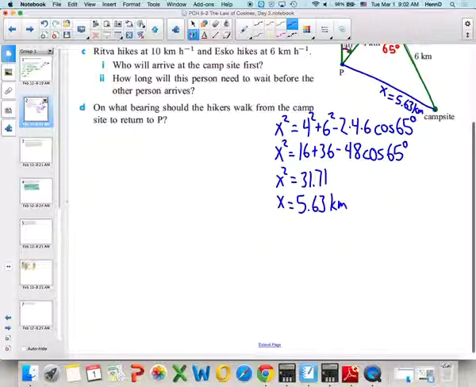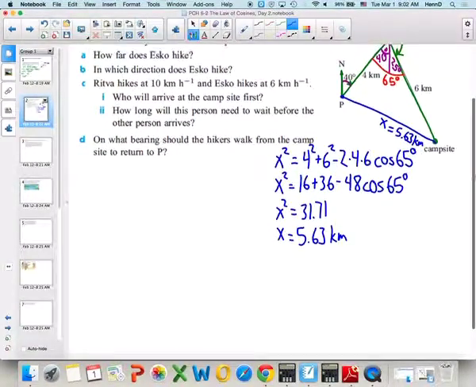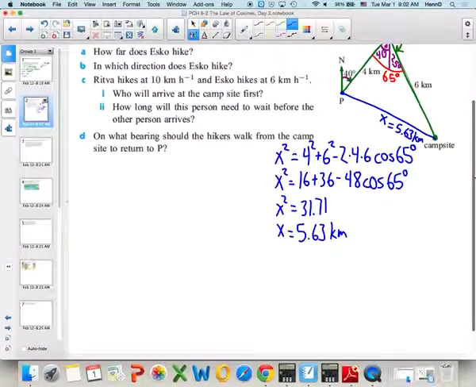Now, the follow-up questions here are kind of interesting. First of all, in which direction does Esko hike? Well, here we're looking for this angle. If we're talking about the direction, all of our other directions were given as bearings. In order to figure out that angle, obviously we need to figure out the angle that's in the triangle, and we're going to add it to 40 degrees, right? So, how are we going to figure out this angle?